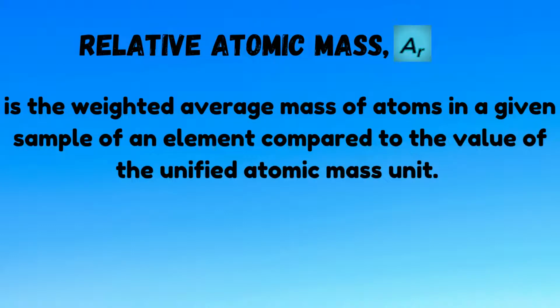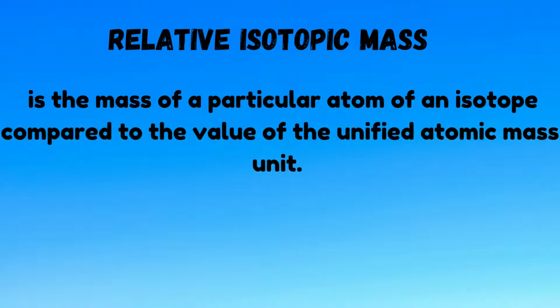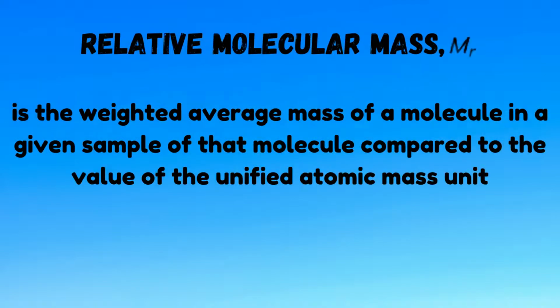This is the definition of relative atomic mass. Symbol is Ar. This is the weighted average mass of atoms in a given sample of an element compared to the value of the unified atomic mass unit. Relative isotopic mass is the mass of a particular atom of an isotope compared to the value of the unified atomic mass unit. Relative molecular mass, Mr, is the weighted average mass of a molecule in a given sample of that molecule compared to the value of the unified atomic mass unit.